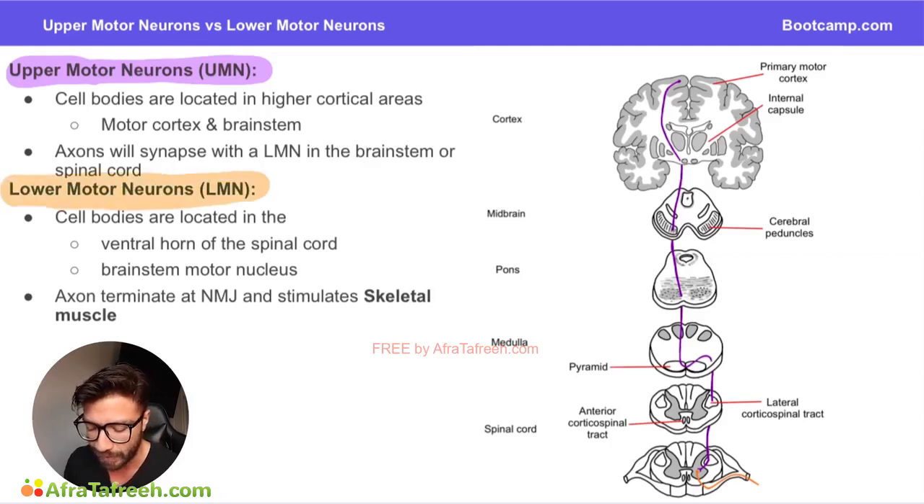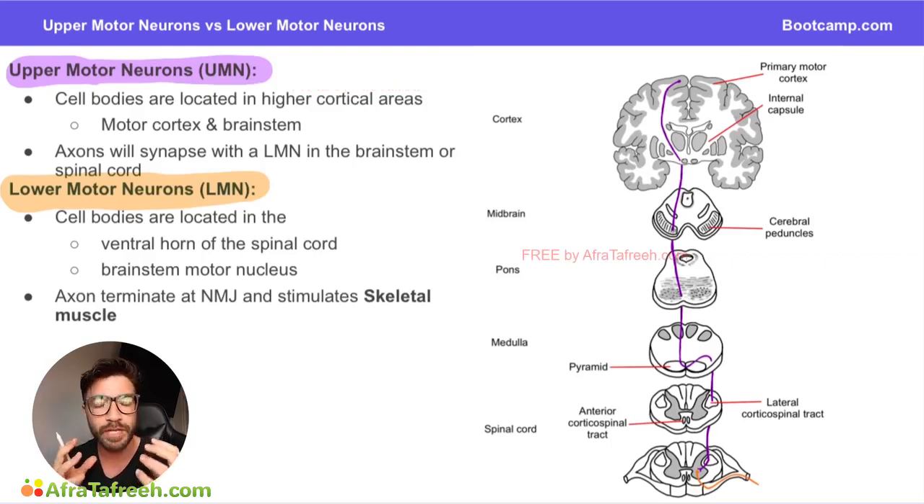So we have our upper motor neurons here in purple, and we have our lower motor neuron down here in orange. Now, one thing I forgot to mention with the lower motor neurons, they're not always found in the spinal cord. They can actually also be found in the brainstem. And this is specifically when we're talking about the cell bodies for the neurons which control the muscles of the face. So the muscles of mastication, the muscles of facial expression, and so on.